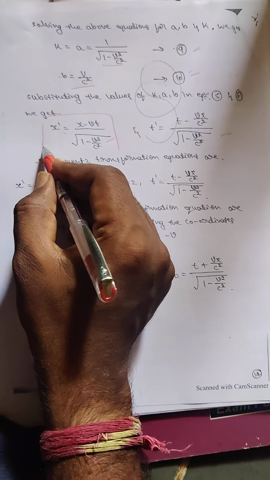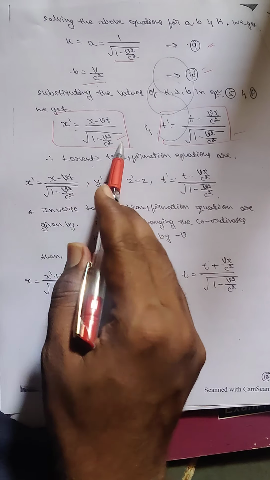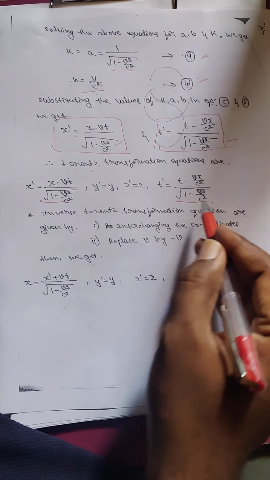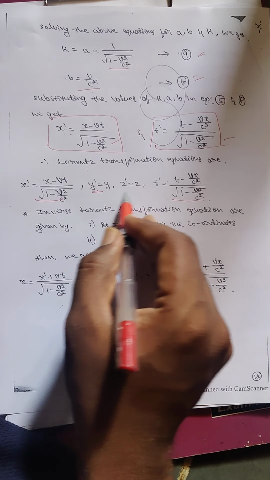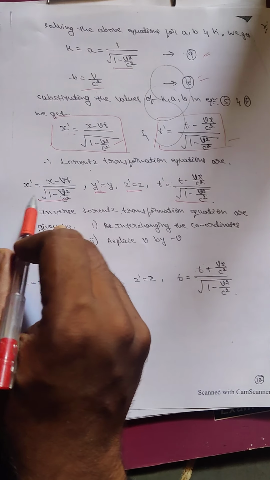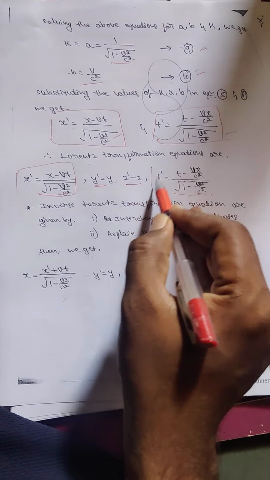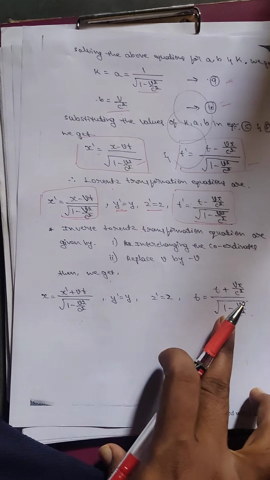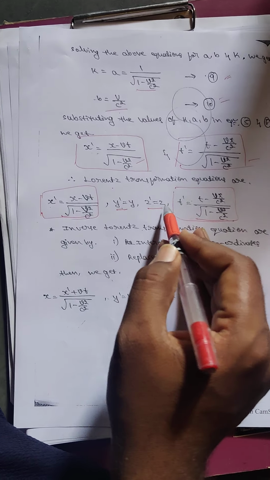We get two equations, right? These are the Lorentz transformation equations. So 1 and 2: y dash is equal to y, z dash is equal to z. For x dash it is this one, and the fourth, t dash for time, the equation is this. Now we have the Lorentz transformation equations, right?